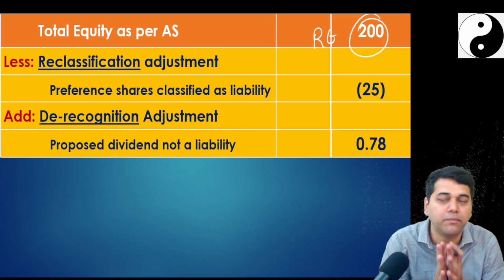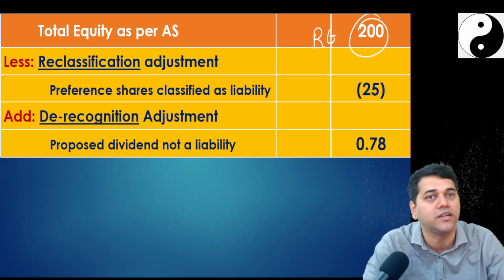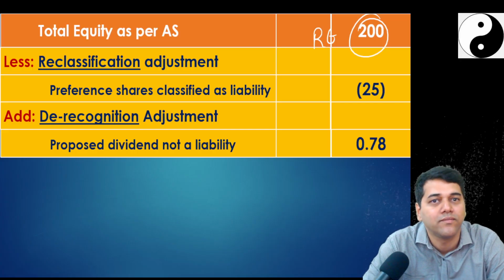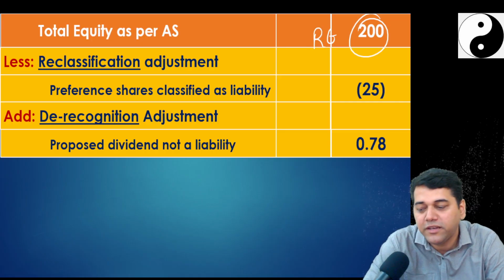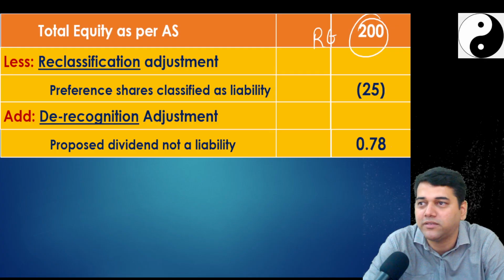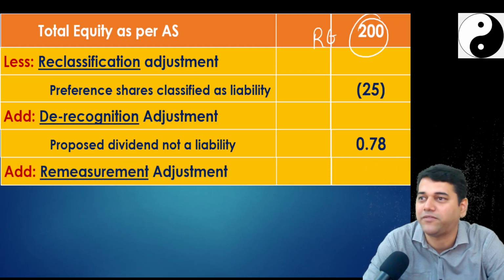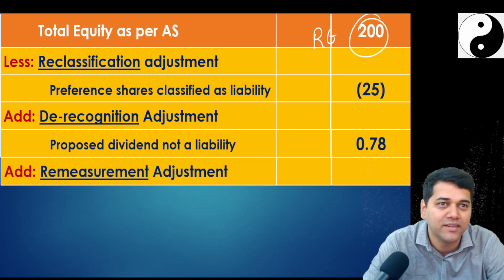Don't go with this add-minus here. Think from journal entries. And now tell me, remeasurement adjustment, should I add or minus? Add. Perfect. Very good. Understood the logic, right?